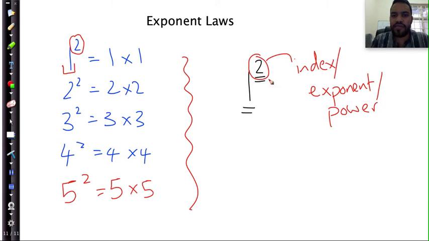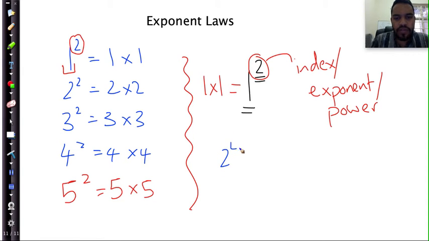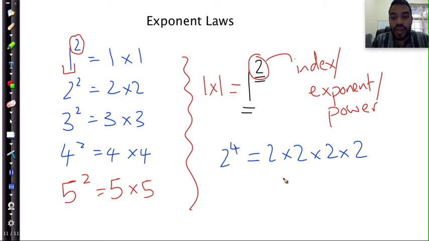Now, if I look carefully at this, 1 to the power of 2, all that means is 1 multiplied by 1. If I look at 2 to the power of 4, that is equal to 2 multiplied by 2 multiplied by 2 multiplied by 2. In other words, 2 times 2 4 times, or 2 times itself 4 times. Now that's the basics of exponentiation.